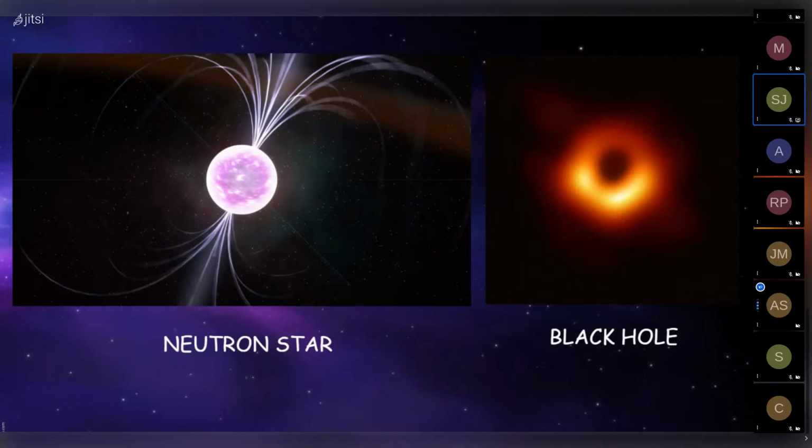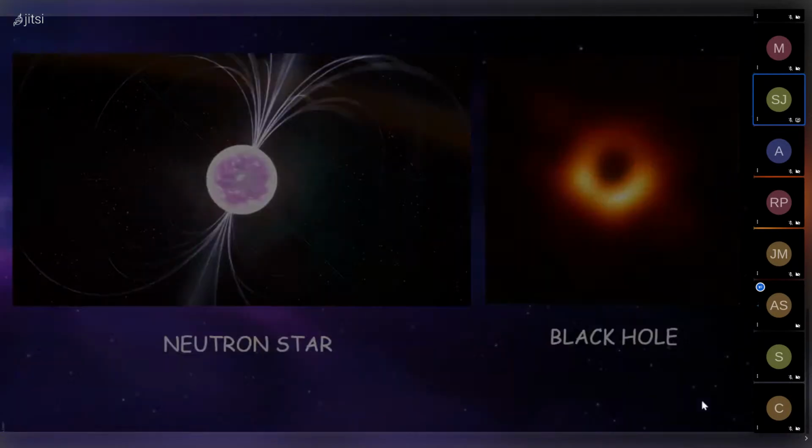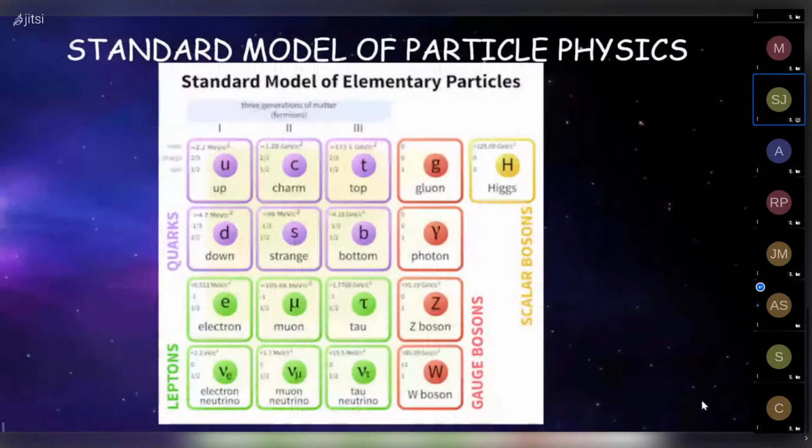Okay. So to explain, next slide, please. To explain the stability of the white dwarf or a neutron star, we need to get into two topics related to quantum mechanics.